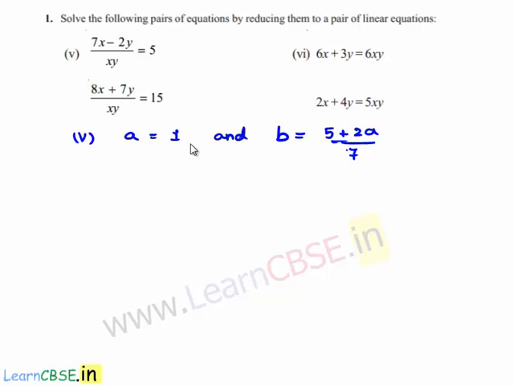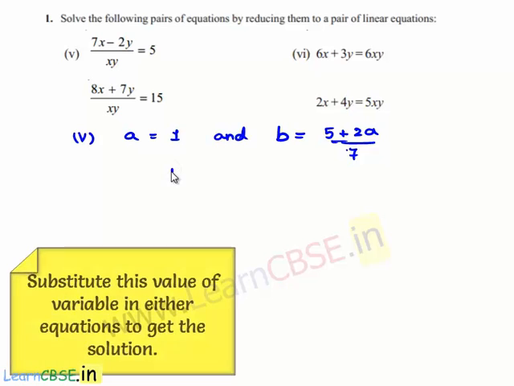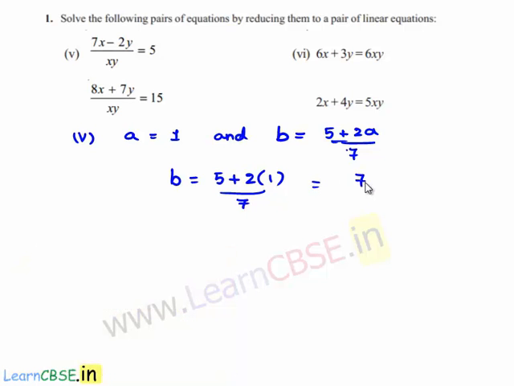So the value of a is 1, and we know that b is equal to (5 plus 2a) divided by 7. So we can write (5 plus 2 times of 1) divided by 7, which is nothing but 7 divided by 7, which is 1. So a is equal to 1 and b is also equal to 1.